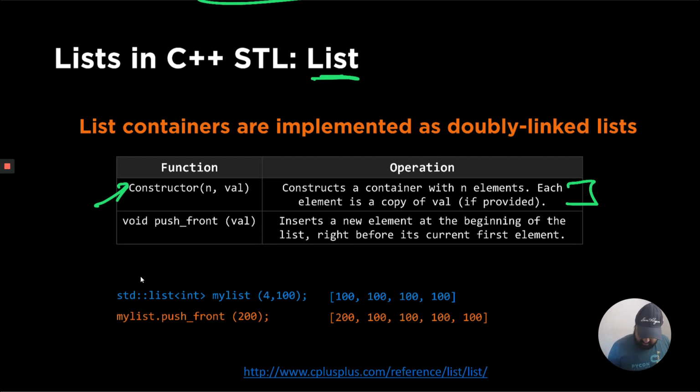So in this case, if we are trying to call the statement with list, and all these lists are templated as well as all the other containers. If I do list int, my list, and if I do 4 and 100, it will create a list, or a doubly linked list, of size 4, which has 4 nodes, and each of those has the value 100, as you can see.